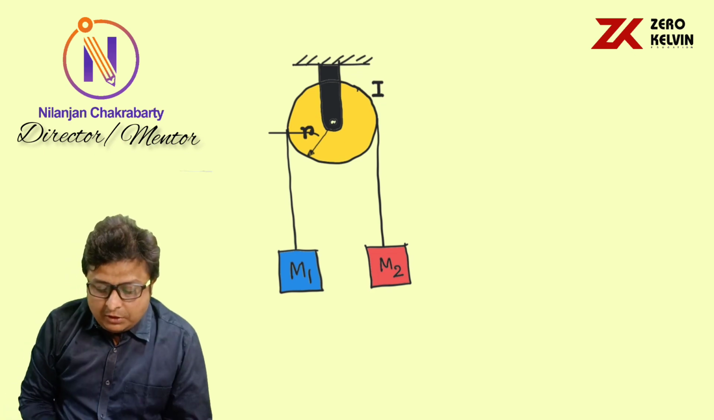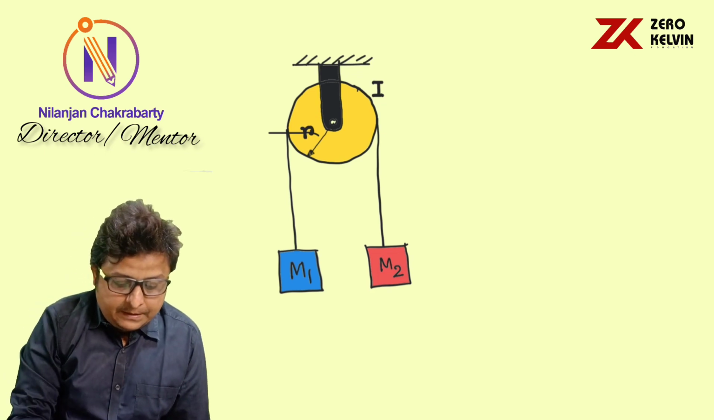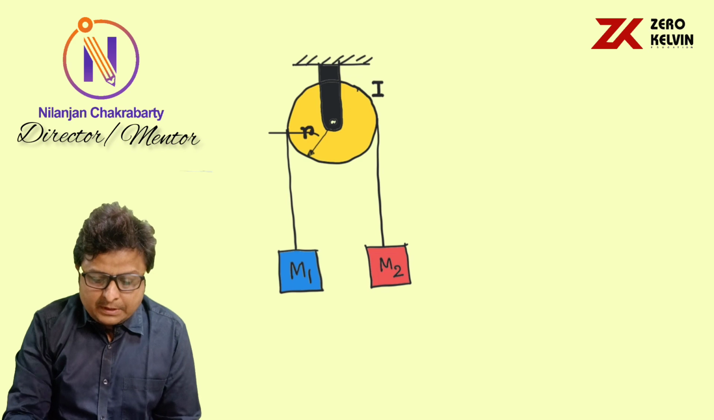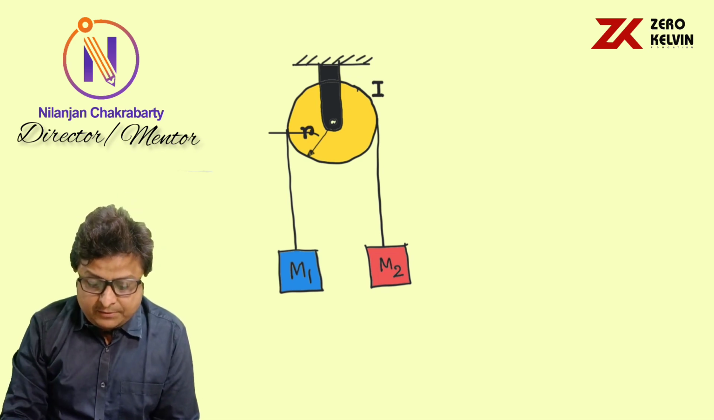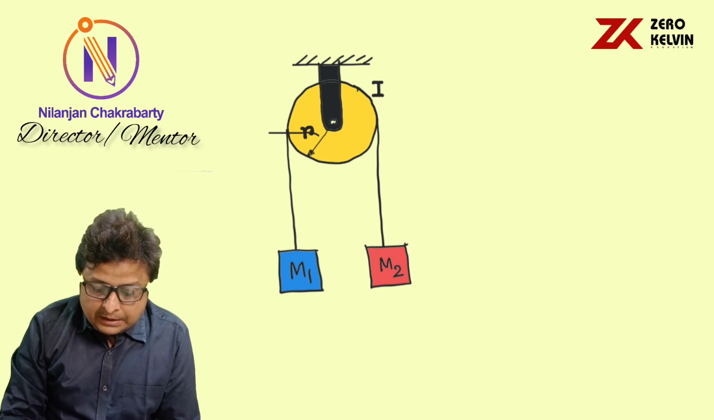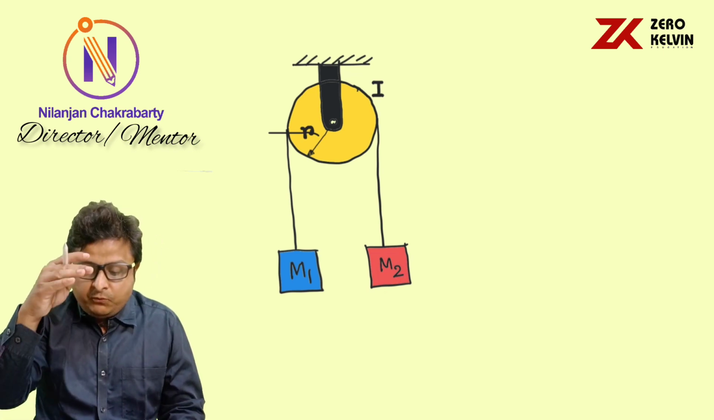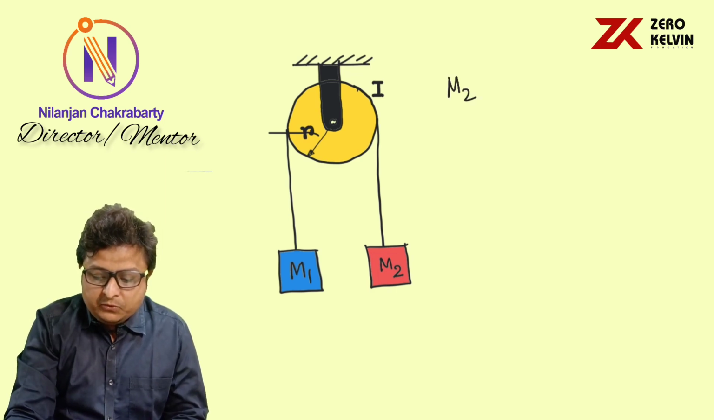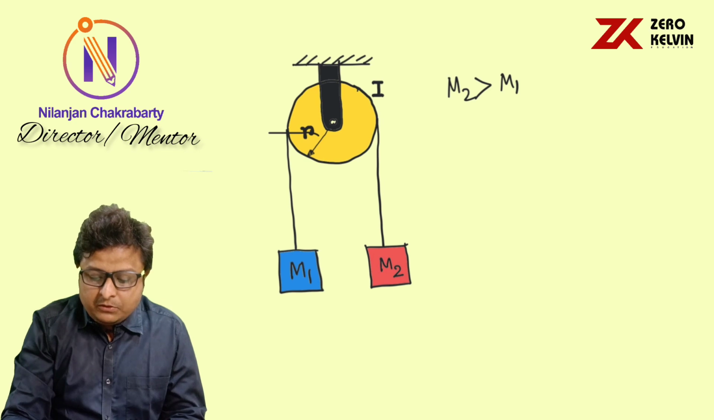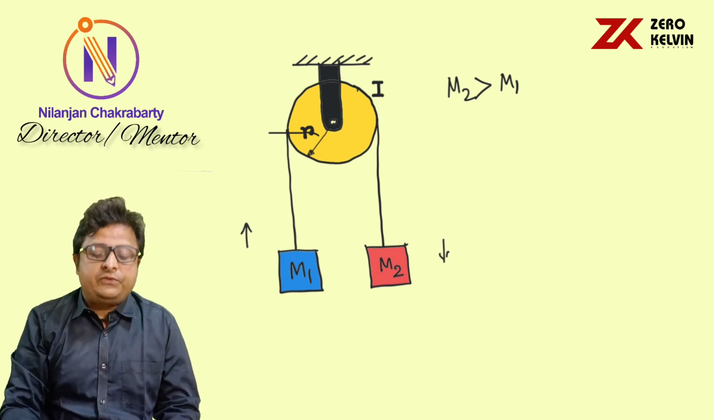So you know how to solve this problem. Here, the pulley has radius r, moment of inertia I about the axis of rotation, and there are these two blocks, block M2 and block M1. It is given that M2 is greater than M1, so M2 will go down and M1 will go up. So you have to find the acceleration of each block.